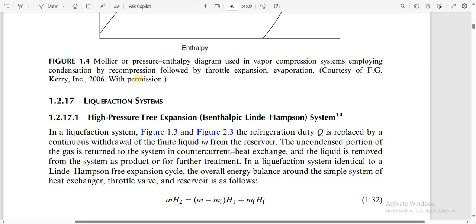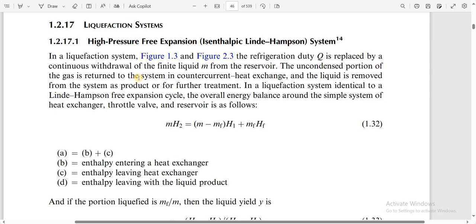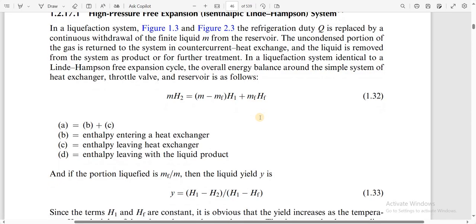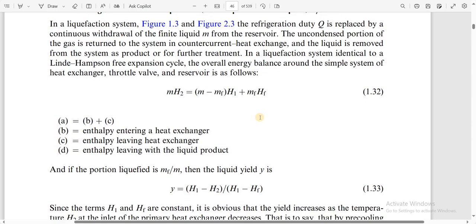In the liquefaction system, identical to a Linde-Hampson free expansion cycle, the overall energy balance around the simple system of heat exchanger, throttle valve and reservoir is as follows. M H2 equal to M minus MF, H1 plus MF HF. Here A, B equal to enthalpy entering the heat exchanger, C equal to enthalpy leaving the heat exchanger, and D is the enthalpy leaving with the liquid product.